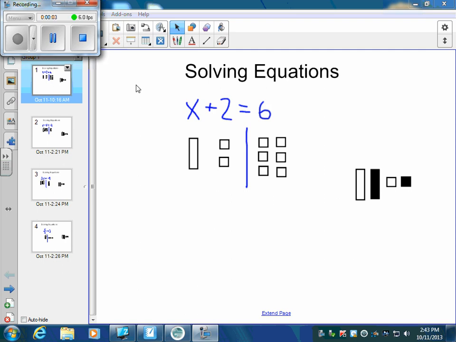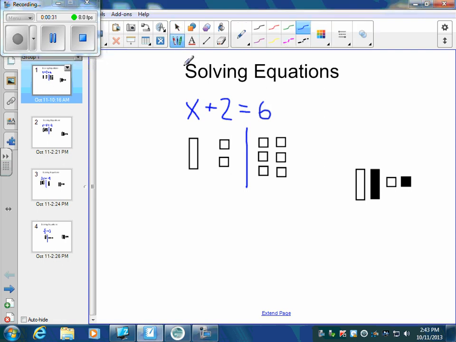Hey guys, last week we learned about equations and modeling those equations with our algebra tiles. This week we're going to talk about solving those equations that are already modeled. This question says x plus 2 equals 4. We want to solve for the x, that unknown. Our algebra tiles show an x plus the 2 positives equaling your 6 positives.